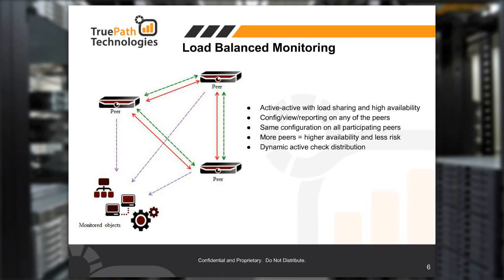It's automagically done, and I'm going to show you that in the demo coming up. Once you have a single peer, you add the next peer, and it balances across there. The next one balances it in thirds, and so on. You can look at the configs and reporting on any of the peers. All of the peers have the same configuration. And again, you can keep growing this thing out. The more peers, the higher the availability, and there's totally dynamic active check distribution. And we can show it on the fly as well within the demo.